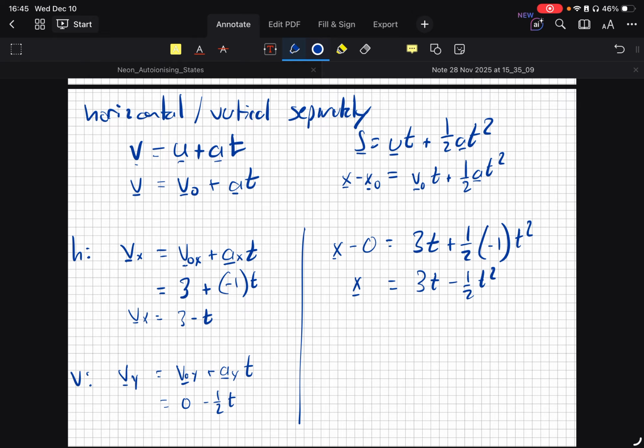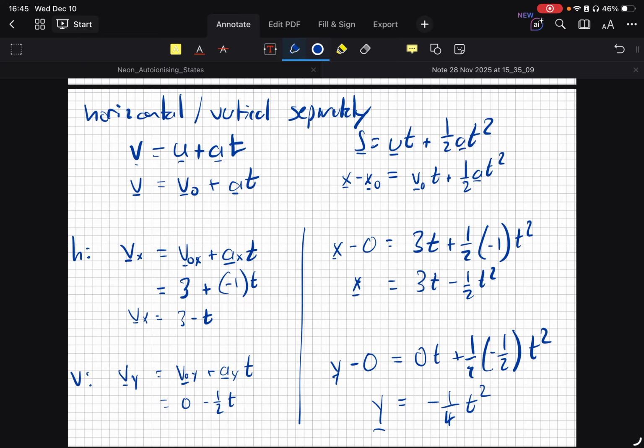That's our expression there. What about for the y direction? Well, again, we'll have position y minus our initial position, but our initial position is the origin, so y0 is 0, equal to the initial velocity, which in the y direction is 0, times time, plus half our acceleration. Half the acceleration in the y direction is -1/2 times t squared. So we end up with y equal to -1/4 t squared.